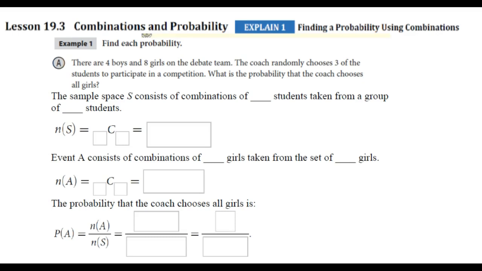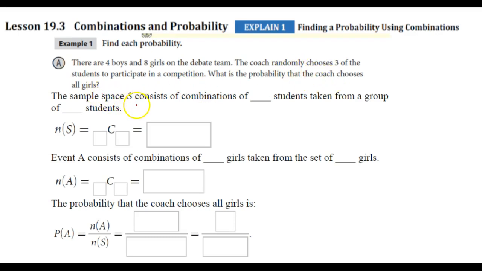Alright, let's go on to Explain 1, where we're going to go over how we find probability using combinations. So let's say there are 4 boys and 8 girls on the debate team. The coach randomly wants to choose 3 of the students to participate in a competition. What is the probability that the coach chooses all girls?